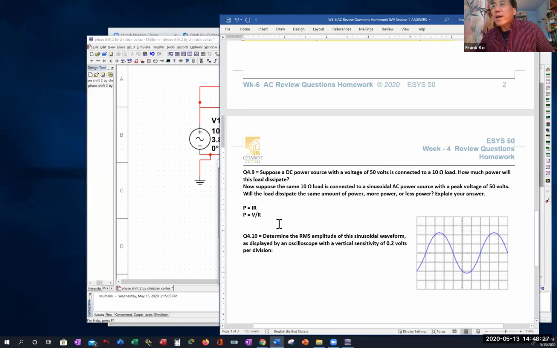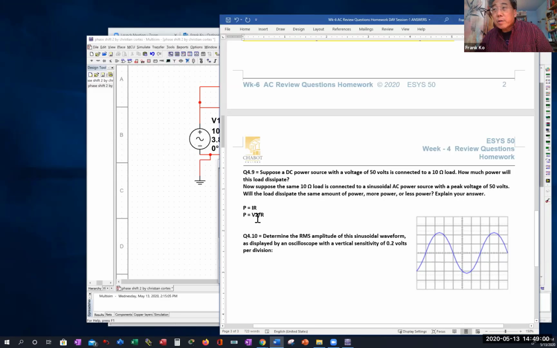So do we have enough information here to do this? So P equals IV, P equals I squared R, and P equals V squared over R.